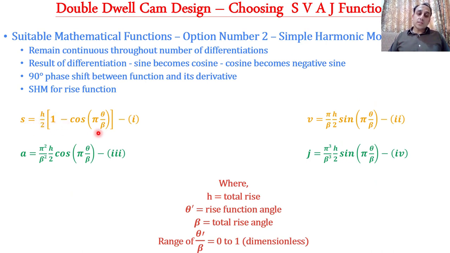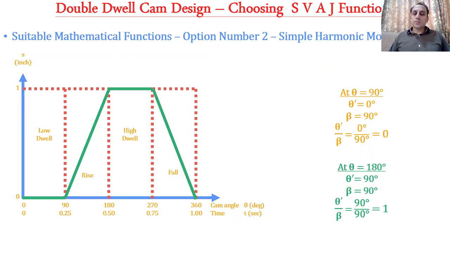So if this is the rise function, then in the fall function, what will happen? 1 minus all of this will convert it into a fall function. What about the velocity, acceleration and jerk? If we want the fall function of these ones, we just have to attach a negative sign to these functions. In this way, we can convert the rise function into a fall function and the fall function into a rise function. So these are symmetric functions.